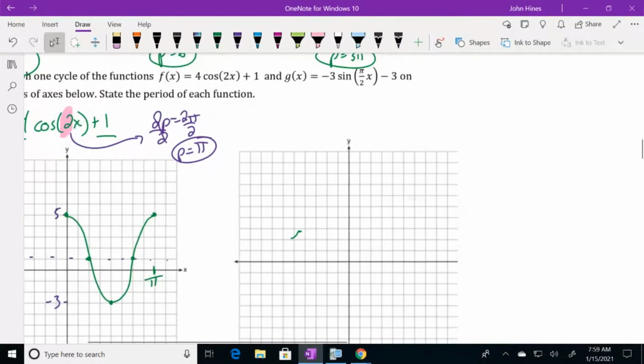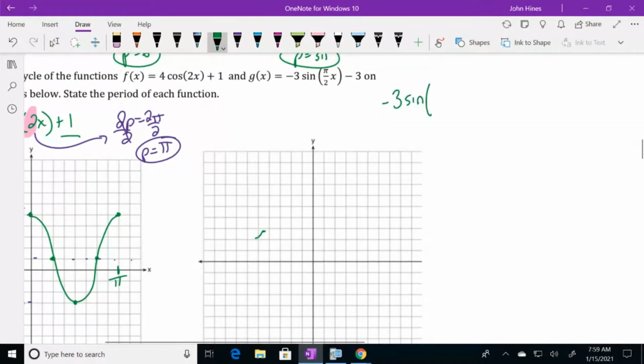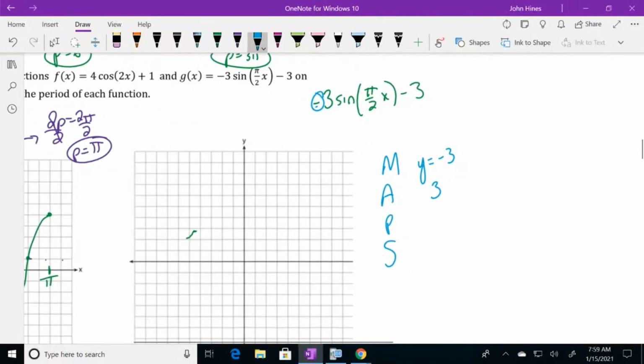All right, let's tackle this next guy. What do we got? We got -3 sine of pi over 2 x minus 3. All right, let's do a little maths action here. Midline, amplitude, period, shape. So my midline is y equals -3. My amplitude, careful, amplitude is always positive, and you've got to watch out for that negative. The amplitude is 3. The period comes from what's in front of x. bp equals 2 pi. Times 2, pi p equals 4 pi. So the period here is the number 4. It takes 4 units to get through one cycle.